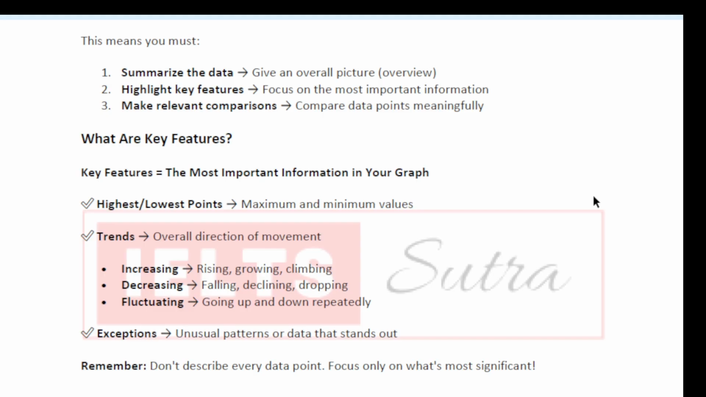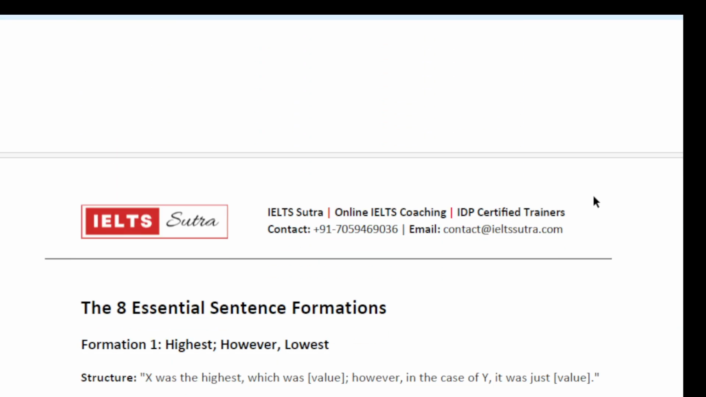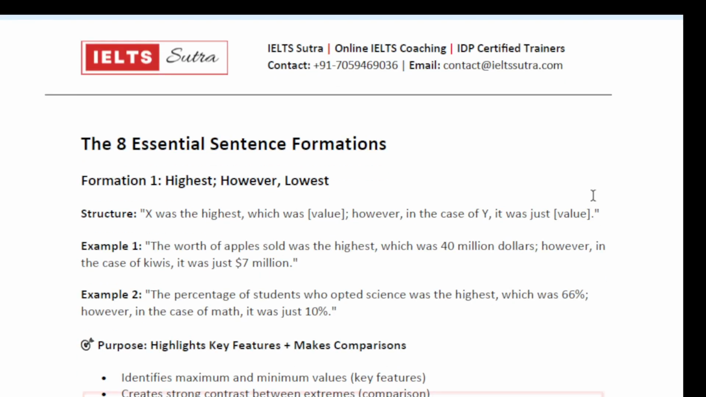You can easily get a higher score in your IELTS writing task 1. Now, how to do that? So basically what I have done is I have created some essential sentence formations which I think can help you out to fulfill all these requirements.